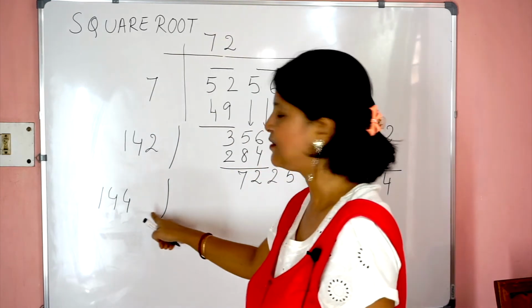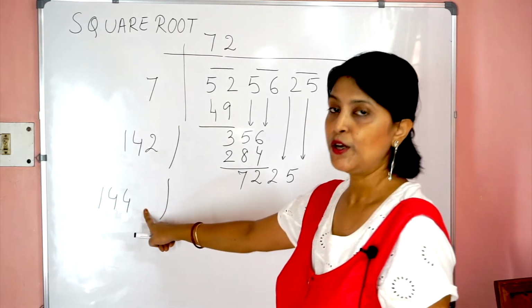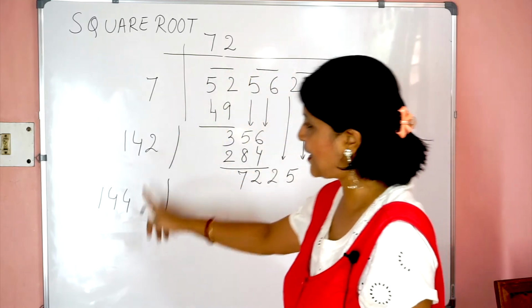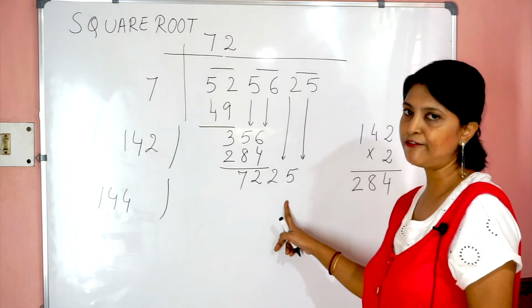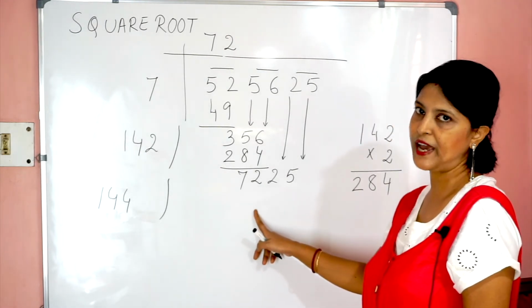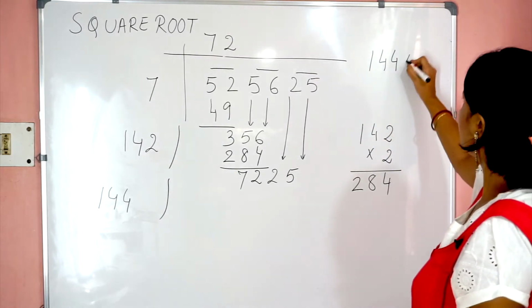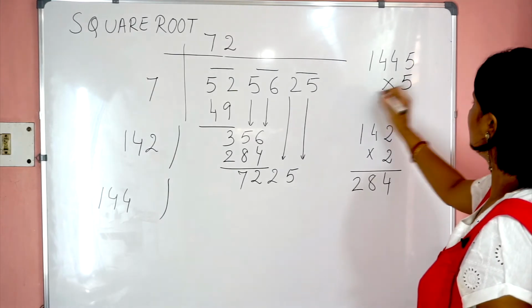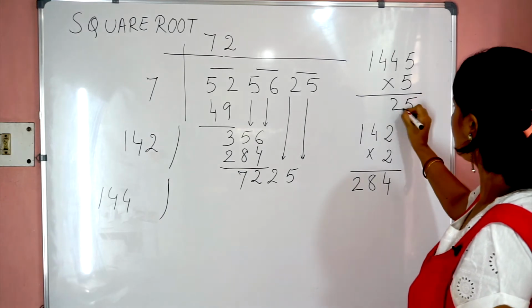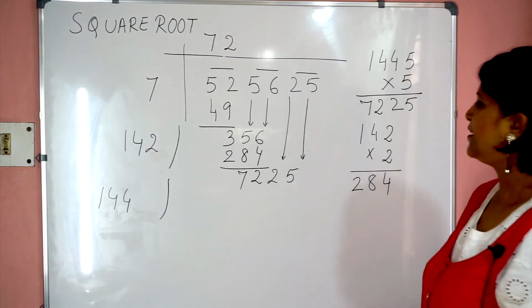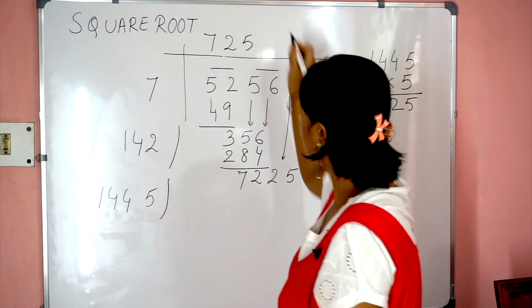Again I have kept an empty space here so that I write the largest digit, which when taken as the quotient and multiplied by the new divisor, I get a value either close to 7225 or exactly equal to 7225. So if I multiply with 5 and I take 5 in the units place, what do I get? I can see I get exactly 7225. So let us write 5 here and 5 in the quotient also.